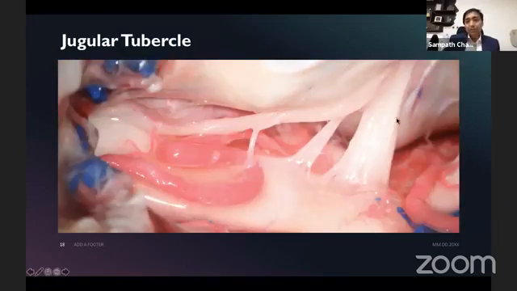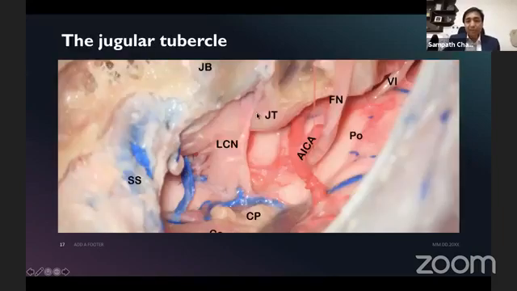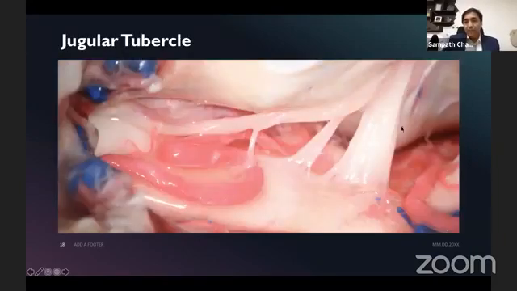Again, this is a close-up view of this area in another specimen. This is the 9th, 10th, and 11th cranial nerve. This is not the jugular tubercle, but the jugular tubercle is here behind. The jugular bulb will be here. Medial to the jugular bulb, which is covered by bone, are the 9th, 10th, and 11th cranial nerves. And then medial to that is the jugular tubercle. More inferomedial to this jugular tubercle is the hypoglossal canal.